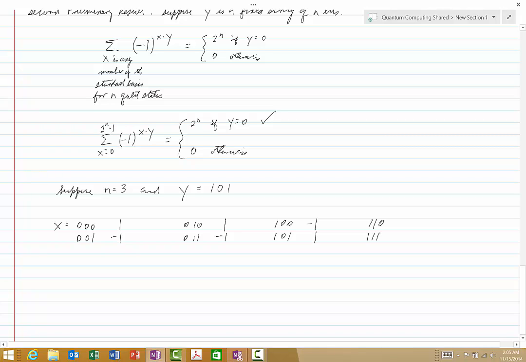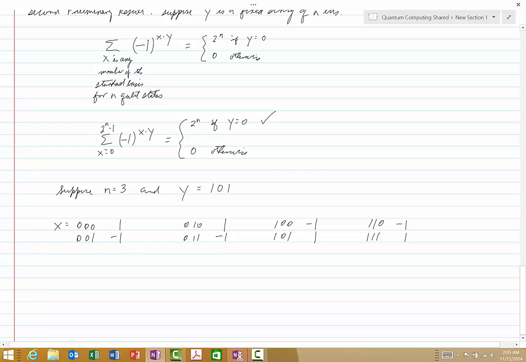x, 1, 1, 0, and y both have a 1 in only the first position, and therefore x dot y is 1, and negative 1 to the 1 power is negative 1. And for 1, 1, 1, that particular x and our given y have 1s in both the first position and the last position. So therefore, they both have 1s in two positions. So x dot y is 2, and negative 1 to the 2 power is 1.